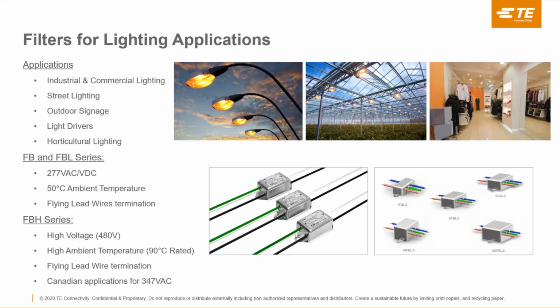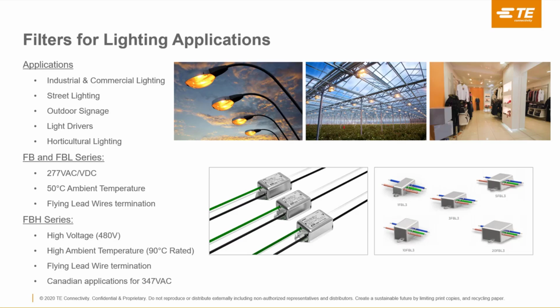So, filters for lighting applications. These are single phase filters, and we designed them for lighting applications, but they can also be used in other applications that involve single phase power. So again: industrial and commercial lighting, street lighting, outdoor signage, light drivers, and horticultural lighting. The FB and the FBL series, 277 VAC, VDC, have a 50-degree ambient temperature and flying lead wire terminations.